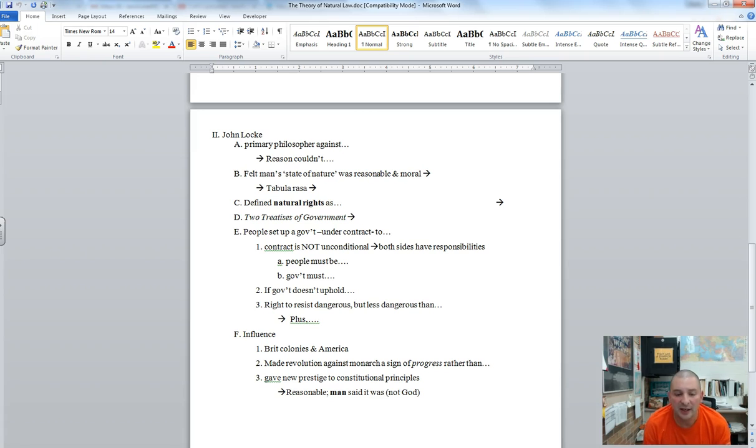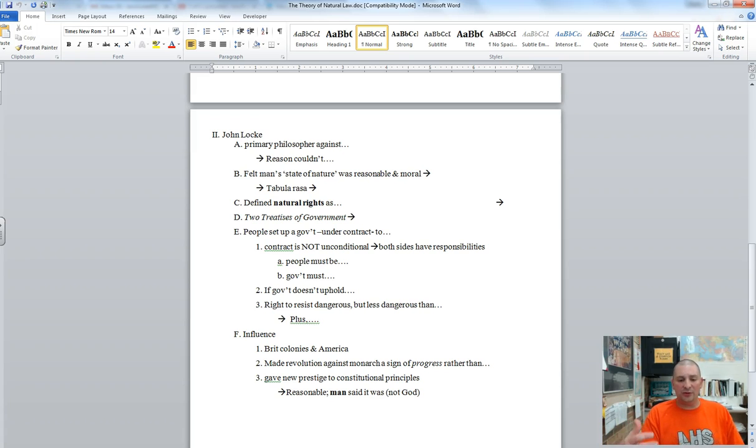Okay, now very quickly, Locke's influence is most felt in the British colonies and most specifically in America. That is where his ideas take root more than anywhere else in the world. And his ideas are going to make revolution against a monarch a sign of progress rather than a reaction, rather than just a medieval reaction against a king, rather than just a many versus one or acting in strictly self-interest. This is a sign of progress. This is tied into modernity. This is intellectual justification for rebellion. Because again, it's a sign of progress rather than just a medieval reaction.